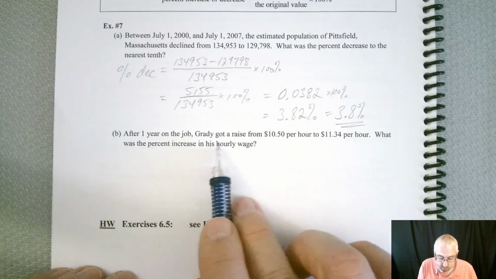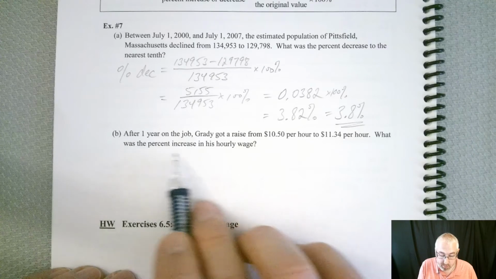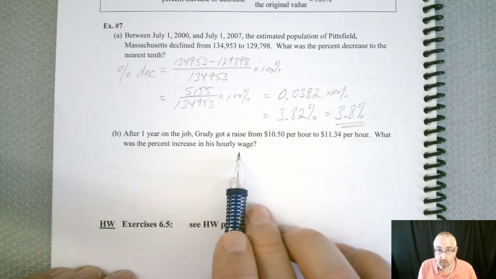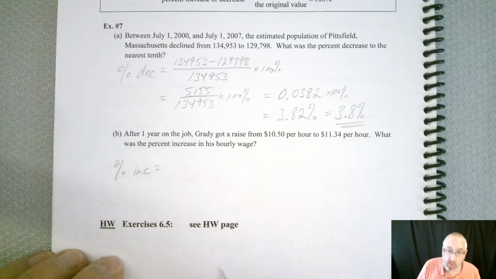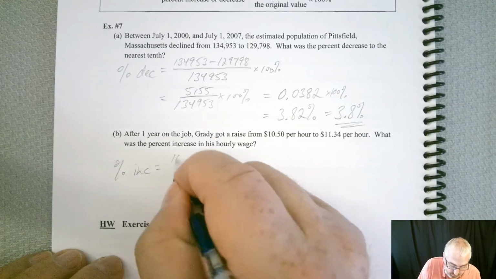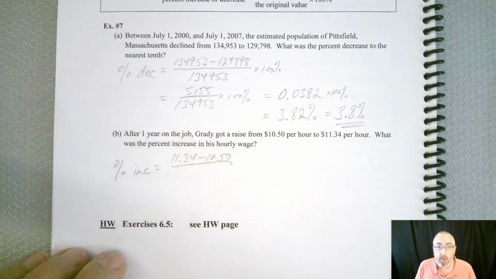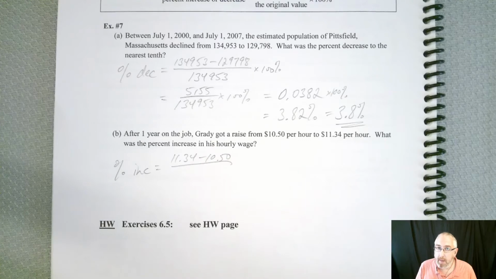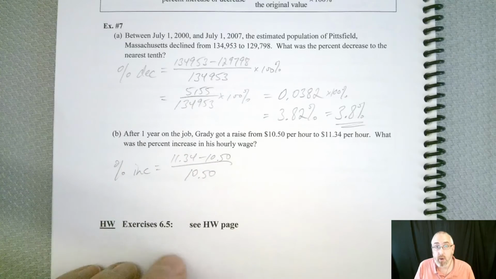After 1 year on the job, Grady got a raise from $10.50 per hour to $11.34 per hour. What was the percent increase in his hourly wage? Okay, well, we still need the change, so we still need to subtract. So 11.34 minus 10.50. That will be on top, but what's on the bottom? What was it originally before it changed? It was originally $10.50. So that's what goes on the bottom.